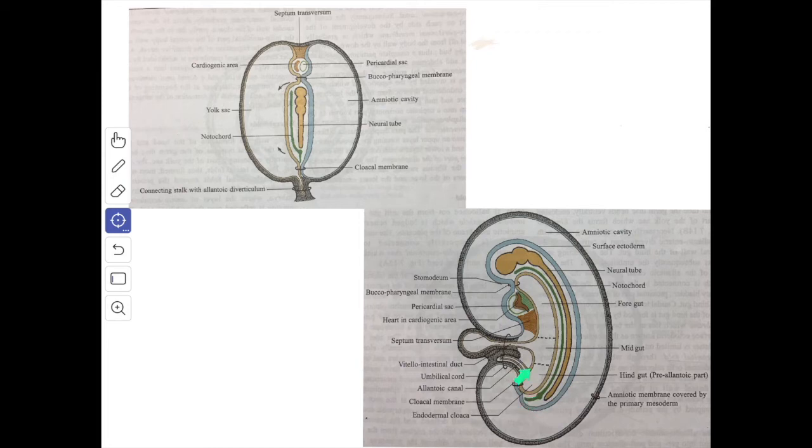The allanto-enteric diverticulum divides the hindgut into pre and post allantoic parts. The pre-allantoic part forms a narrow tube and it is continuous proximally with the midgut, and the junction between the midgut and the hindgut is known as the posterior intestinal portal. The post-allantoic part of the hindgut dilates to form the endodermal cloaca.